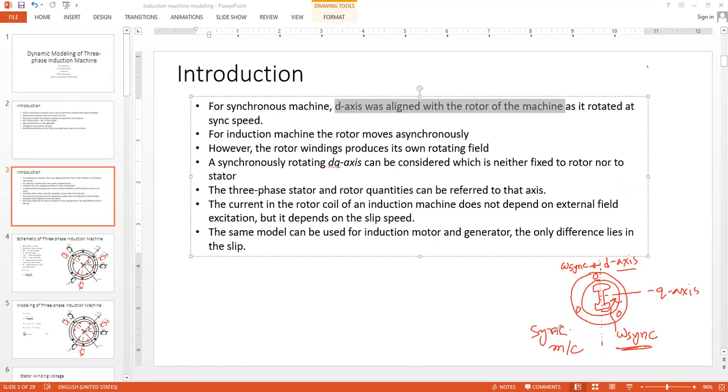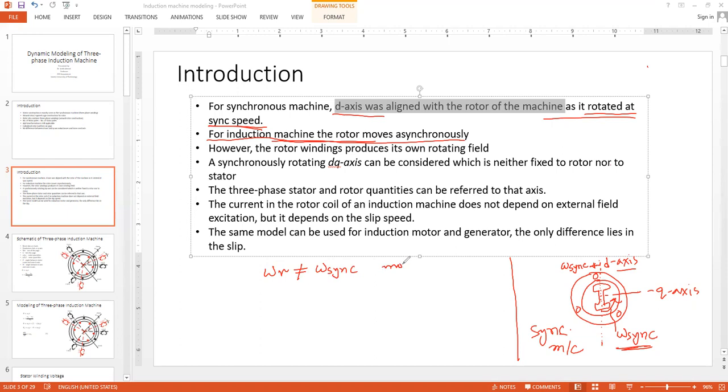Okay, so this is a recap. The d-axis was rotating at synchronous speed, and the rotor was also rotating at synchronous speed. But as we all know, for the induction machine, the rotor does not move at synchronous speed. It never moves at the synchronous speed. So the rotor speed for the induction machine is never equal to the synchronous speed.